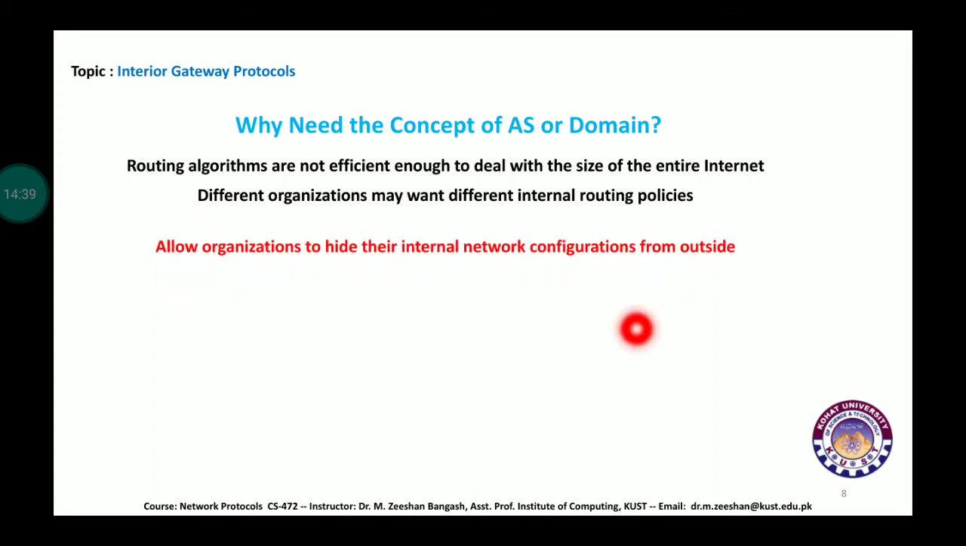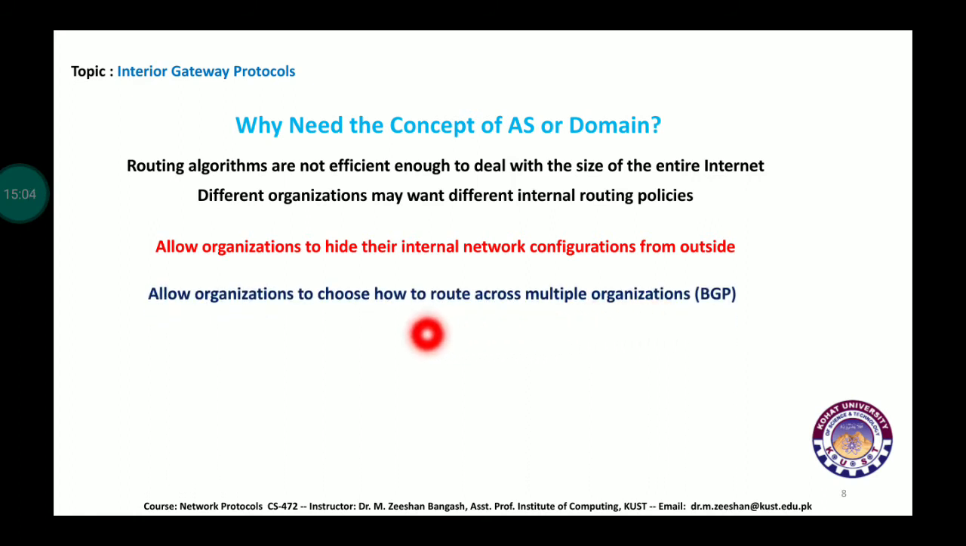Now, another aspect of introducing the concept of autonomous system is that most organizations try to hide their internal network configuration from the outside world. They want to create an abstraction, and for that they need a subdomain or a domain environment.